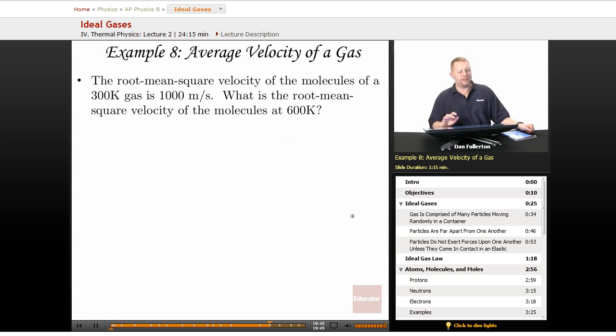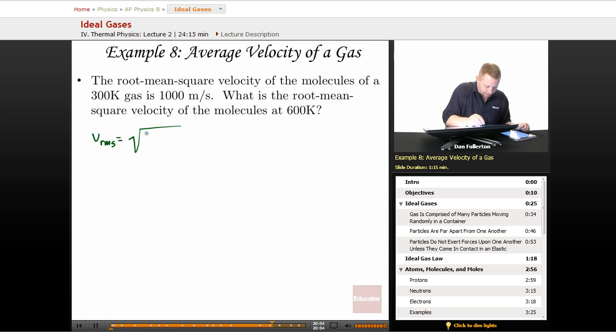Let's do another one. These can be a little bit tricky when you see them the first time. The root mean square velocity of the molecules of a 300 K gas is 1,000 meters per second. What is the root mean square velocity of the molecules at 600 K? Well, again, we'll start with VRMS equal to the square root of 3RT over the molar mass M.